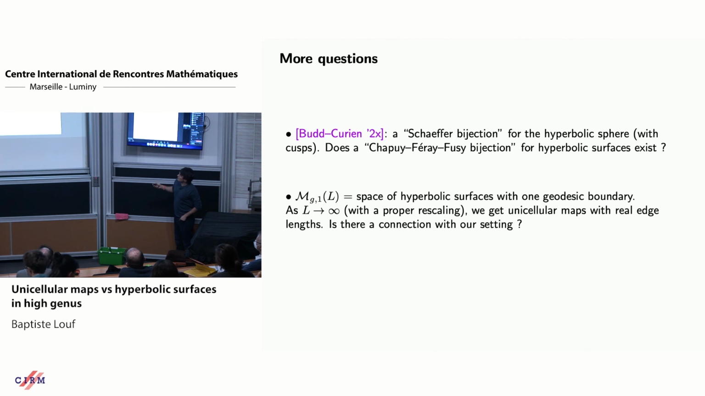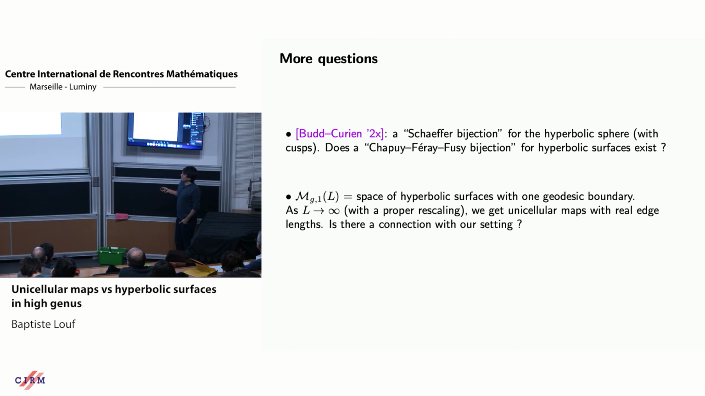They introduced the equivalent of the Schaeffer bijection on this hyperbolic sphere with cusps. And my question is, can you do the same with the Chapuy-Marcus-Schaeffer bijection? Can you work out something for surfaces of genus g? We've seen how powerful it is for maps, so that would certainly be very interesting in the case of hyperbolic surfaces. I don't know if this question makes sense. I'm just throwing out the idea.